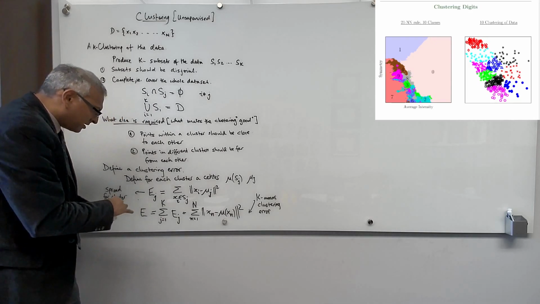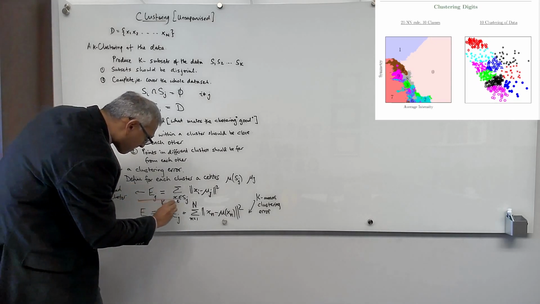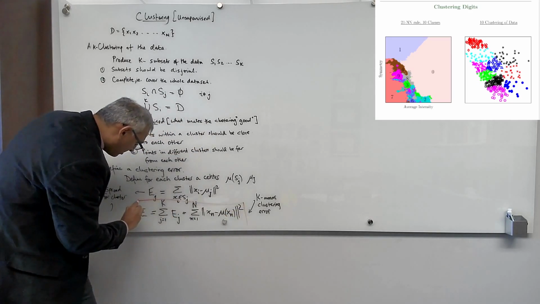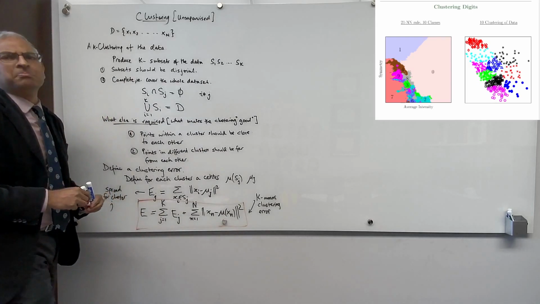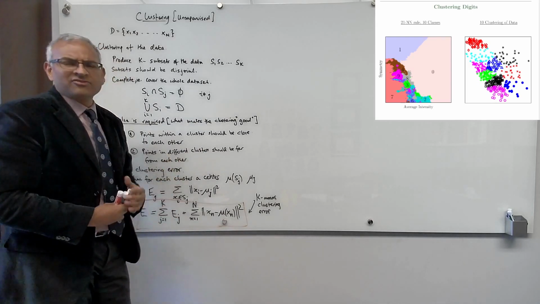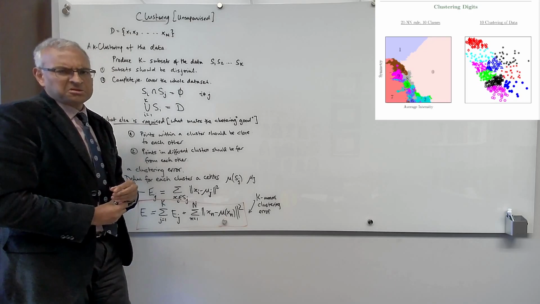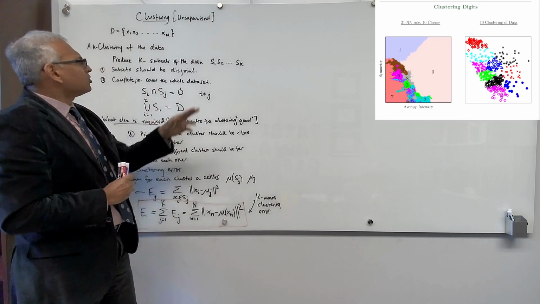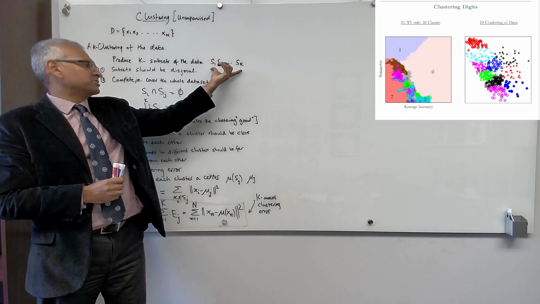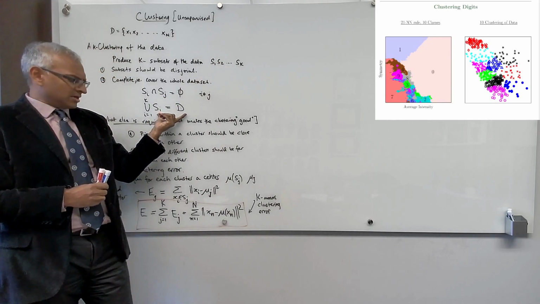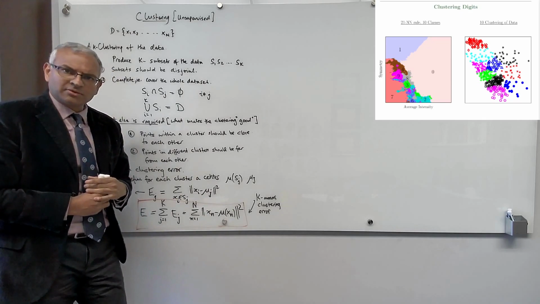So let me box this. I'll box it in red. So this is the k-means clustering error. Very simple, very intuitive clustering error. And the task is simple, right? Output a clustering of the data, which is a collection of k subsets that are disjoint and cover the data, that minimizes the clustering error.